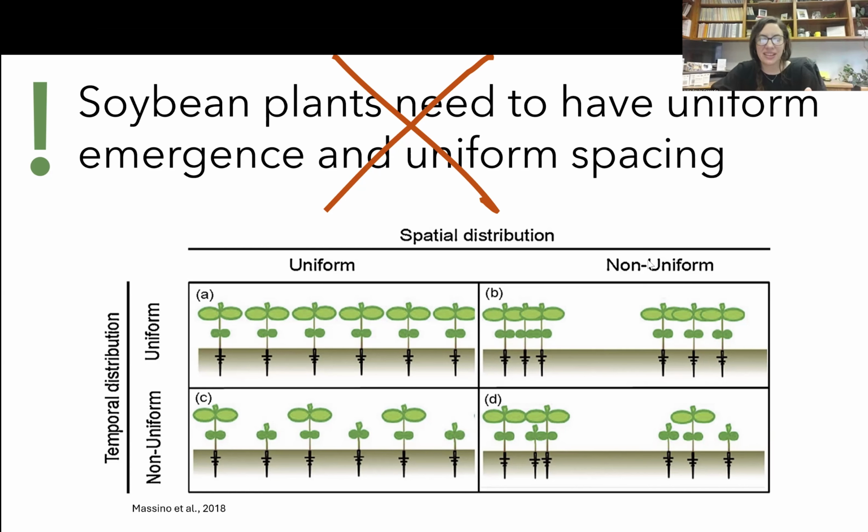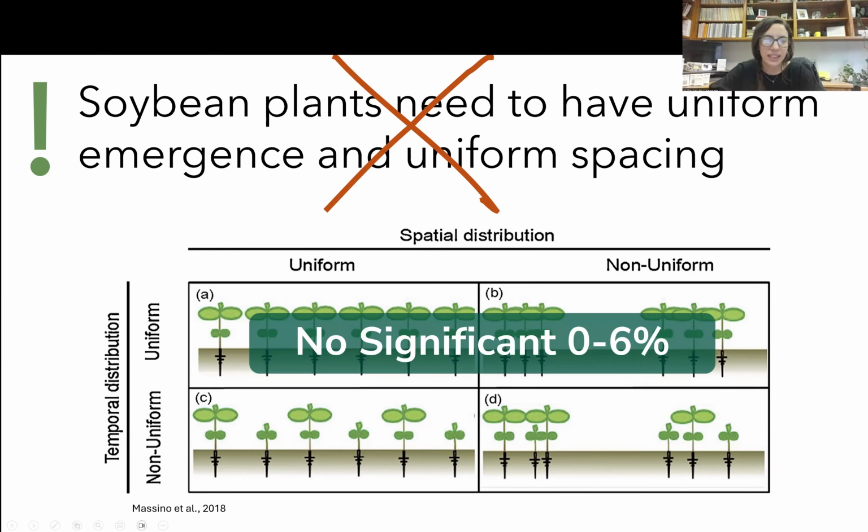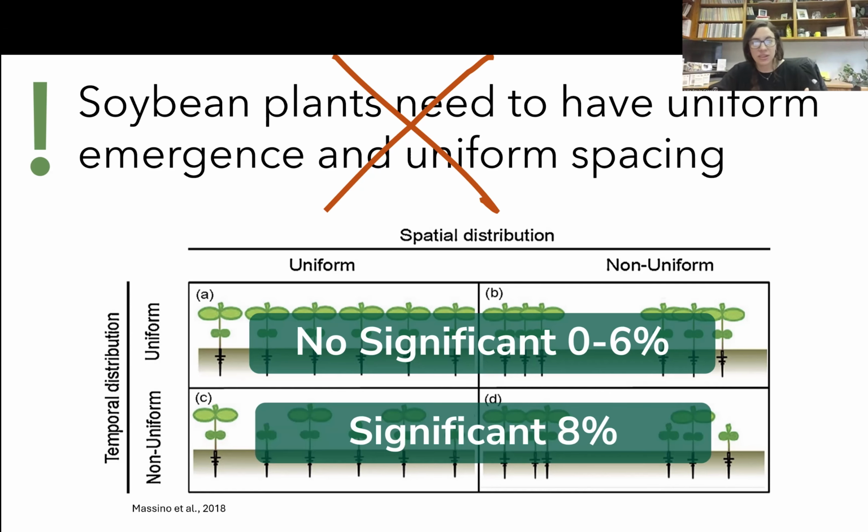When we are talking about this uniformity, actually, gaps didn't matter. We know soybeans branch and they cover these spaces. Actually, we have no significant difference. We did not find yield differences when we had these big gaps and when we did not have these big gaps. But when we're talking about temporal disuniformity, plants coming in different timings, then this actually was significant. We did have yield penalties because of these plants coming in different moments, and that was up to 8% of the yield lost.